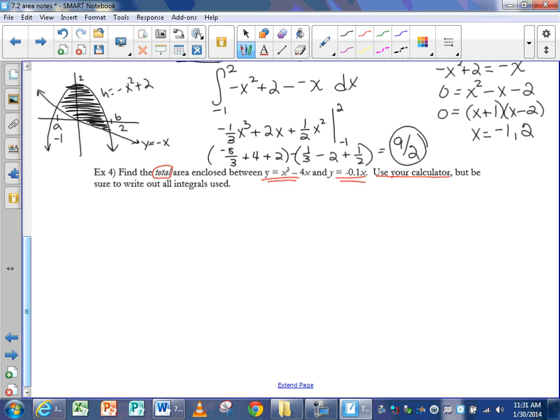If I wanted to graph them myself, my smartboard could probably do that for me, but I'm just going to draw it for you. So while you're graphing on your calculator, I'm going to be graphing up here on the screen, and you should see something that has a nice happy cubic function like this. And this is y equals x cubed minus 4x. And then a very shallow slanty line that looks something like that. Y equals negative 0.1x.